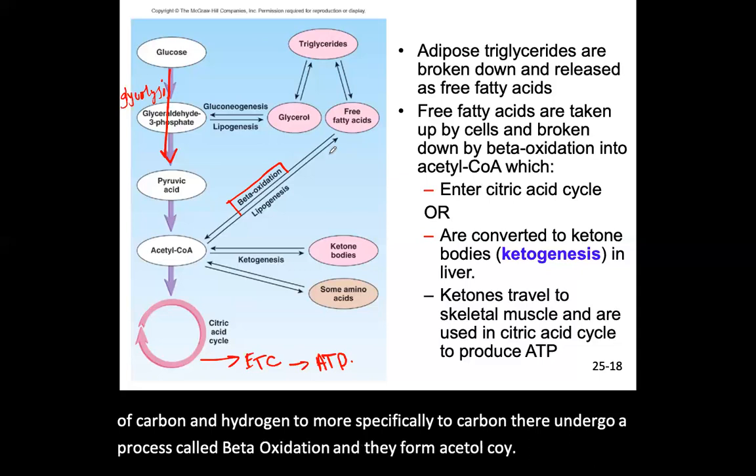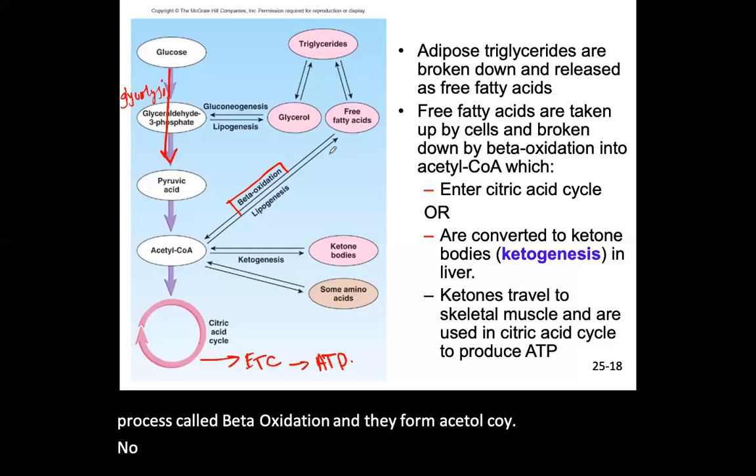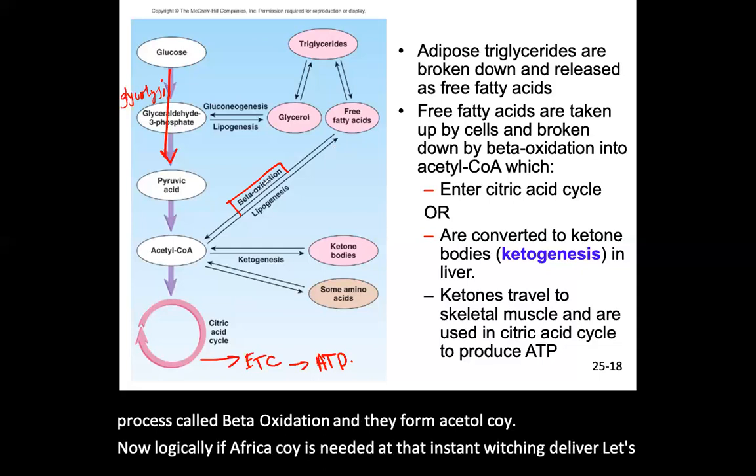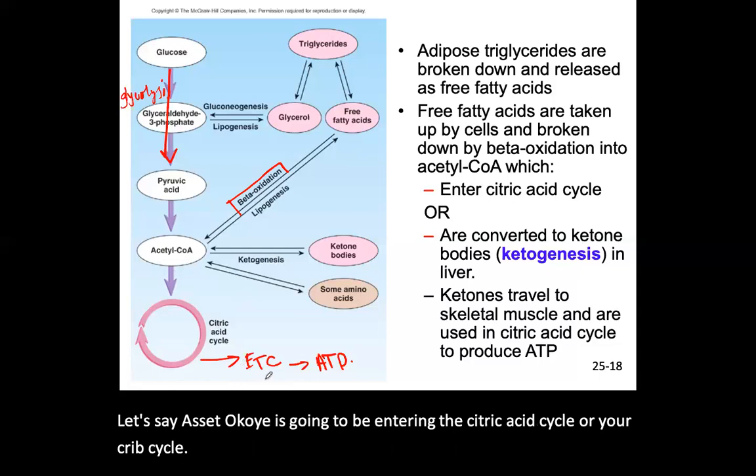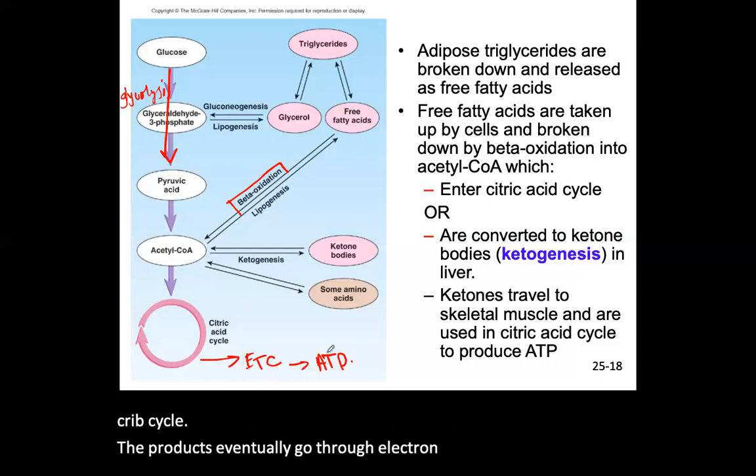Now, logically, if acetyl-CoA is needed at that instant within the liver, let's say, acetyl-CoA is going to enter the citric acid cycle or your Krebs cycle. The products eventually go through the electron transport chain and help you produce ATP.